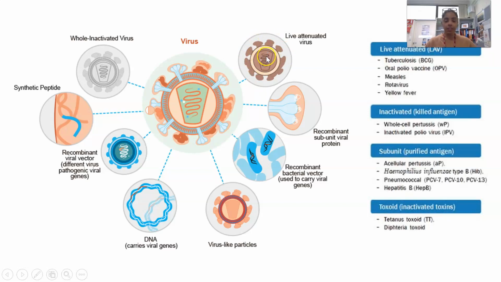However, there'll have been some sort of damage to the nucleic acid, which means it cannot reproduce and therefore cannot do the body harm. Common ones that we use at the moment are TB, that's the BCG injection that you may have had, polio, measles, and other ones that you may or may not have heard of, rotavirus and yellow fever. Now, that is a live attenuated vaccine.